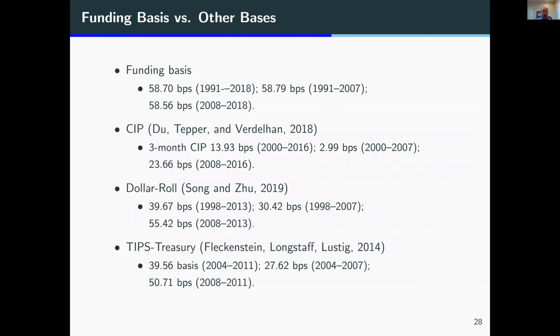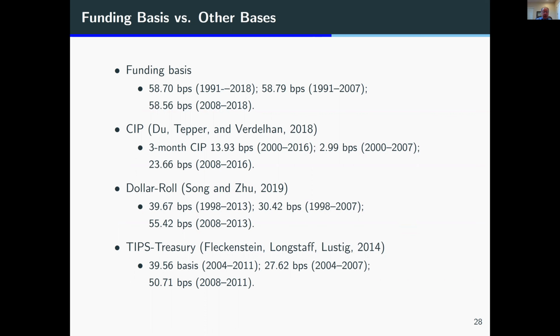Other papers like Song and Zhu have a nice paper where they're looking at the dollar roll. So we're looking at the cost of financing agency mortgage-backed securities, first in the cash market, and then also synthetically through these dollar rolls, which are basically just pairs of forward contracts, TBA contracts. They come up with numbers that are on the same order of magnitude, about 55 basis points post-crisis, 30, 40 basis points pre-crisis.